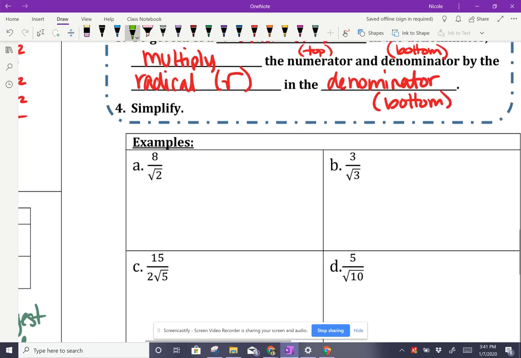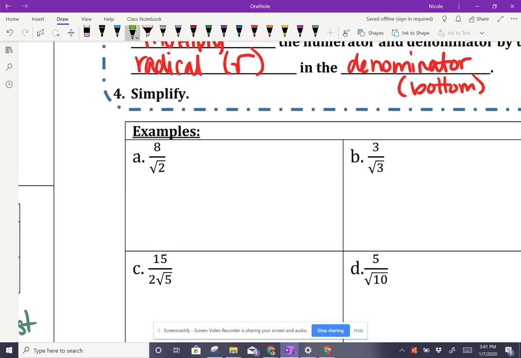So, 8 over the square root of 2. My radical in the bottom is the square root of 2, so I'm going to multiply the top and bottom by the square root of 2. When I multiply across, I get 8 over, and remember, when we multiply radicals, the inside gets multiplied with the inside. 2 times 2 is 4. Now, what's the square root of 4? 2. You get 8 square root of 2 over 2.